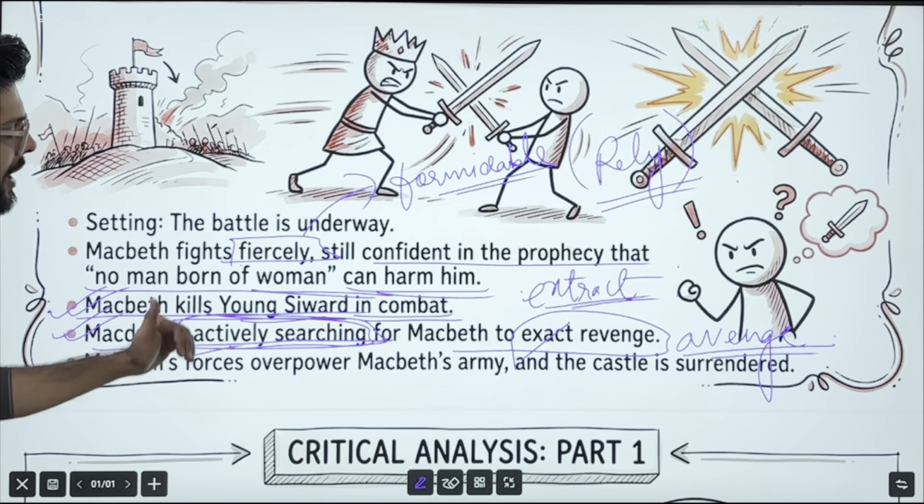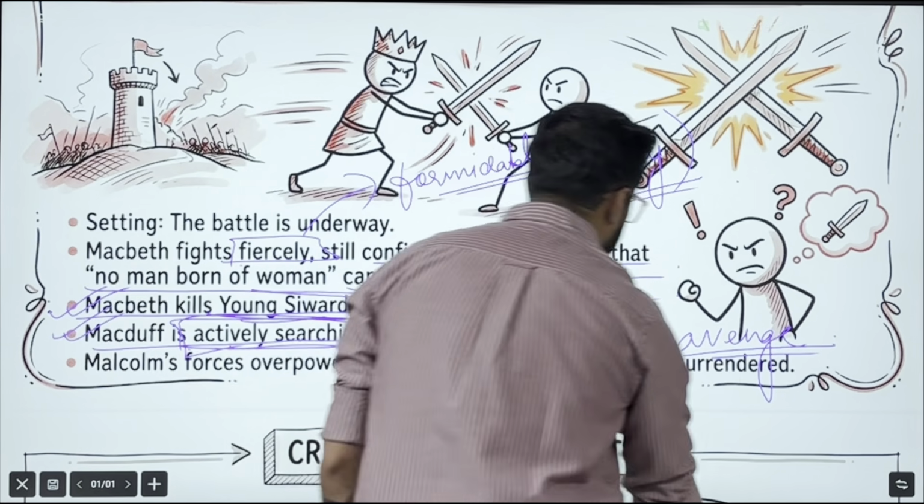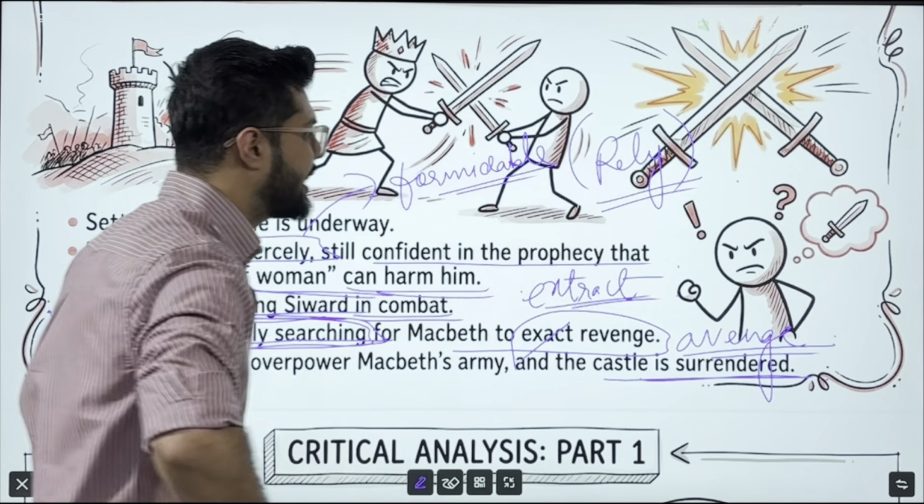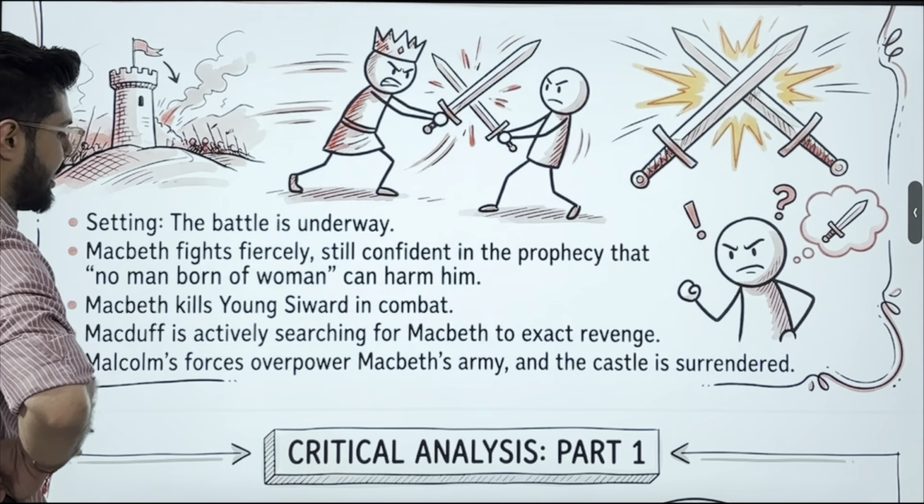Malcolm's forces overpower Macbeth's army and the castle is surrendered. They have invaded the castle and then the castle immediately surrenders.